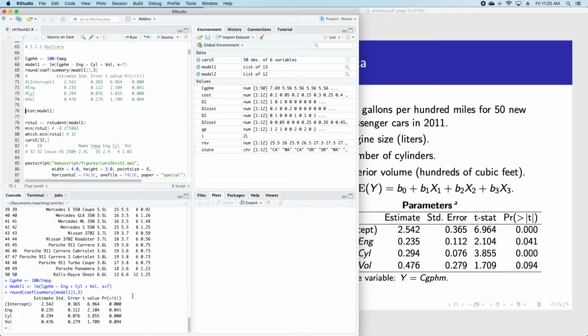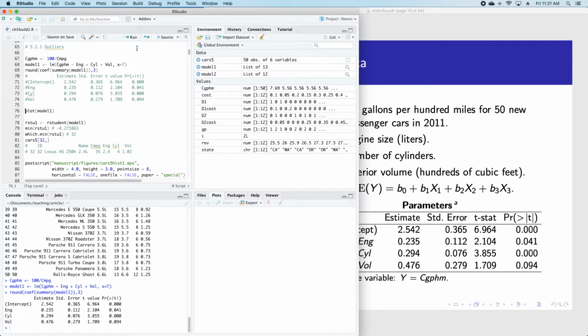And so at this point we might go, okay, well, everything's great. I'm going to use these coefficient estimates. That's going to help me predict the fuel efficiency of a car if I know its engine size, number of cylinders, and volume. And off I go.